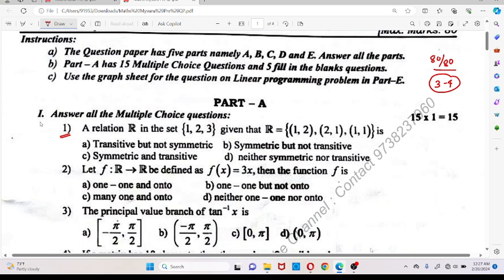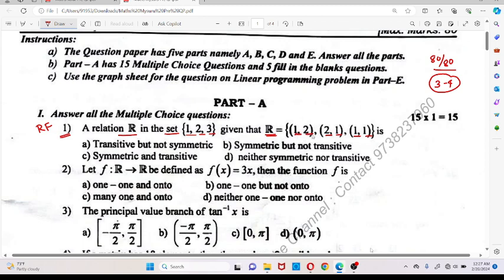Question number 1, as I said, is from the chapter relations and functions. A relation R in the set {1, 2, 3} given by R = {(1, 2), (2, 1), (1, 1)} is asked. The options are: transitive but not symmetric, symmetric but not transitive, symmetric and transitive, neither symmetric nor transitive. There is nothing mentioned about reflexive, so no need to go for reflexive. We'll check transitive directly because most of the time it clears your doubt.